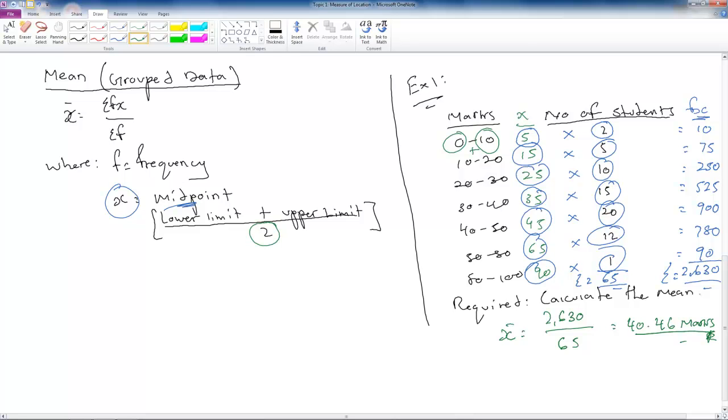So that is your average for the group data. The first step you have to do is calculate your midpoint, which is your x. And please make sure, I keep on telling this even though I told you in the class about this, again I remind you guys about this here.